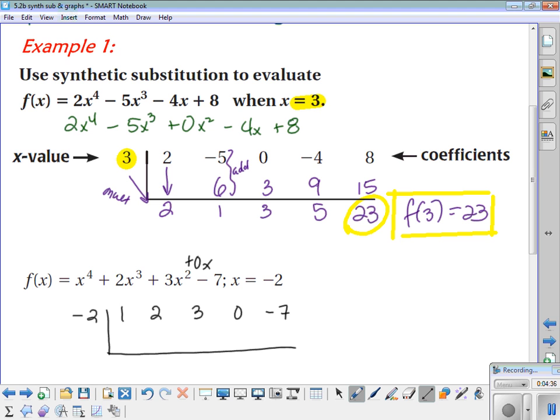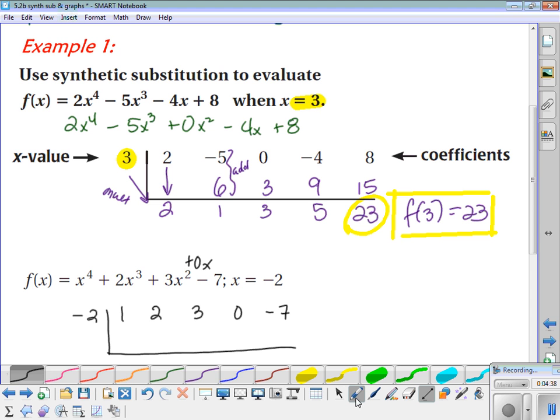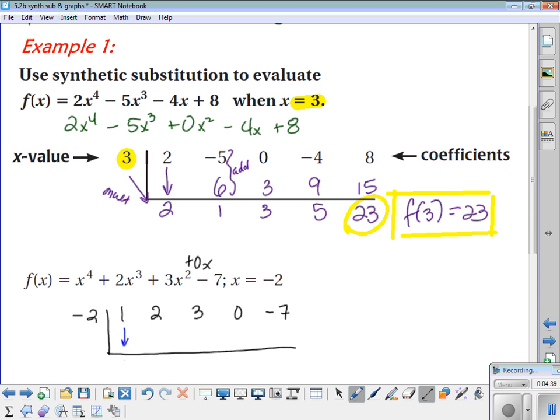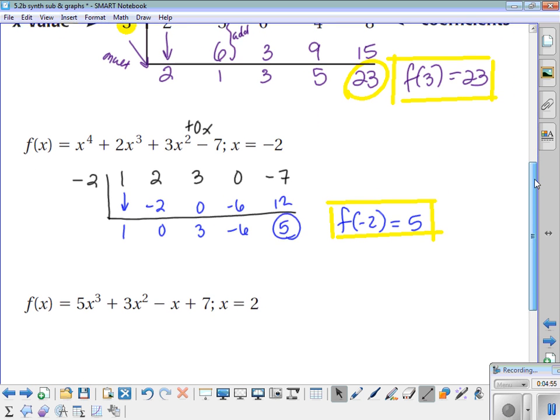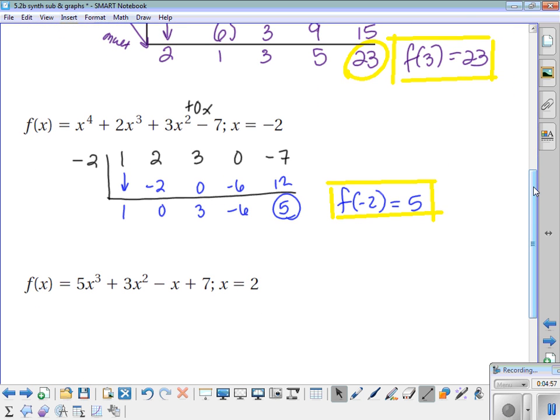All right, so now that I set it up for you, I'll give you the hint: the first thing you do again is drop that first one. Let's see if you guys can figure out what it comes out to. Okay, so as I walked around, it looked like you all came up with f of negative 2 equals 5. All right, so I'm not going to set this one up for you at all. I'm going to let you do this one totally on your own. Set it up and everything. See if you can figure out this one.